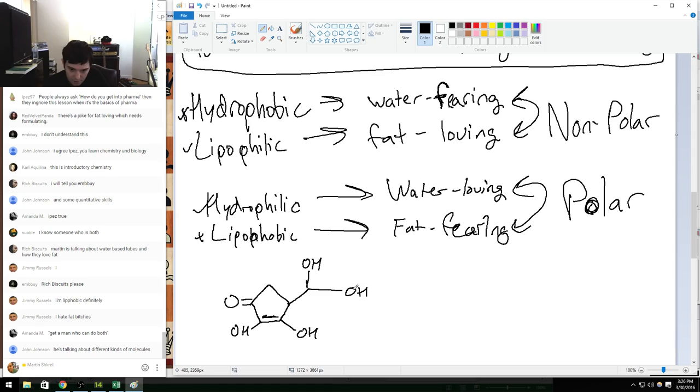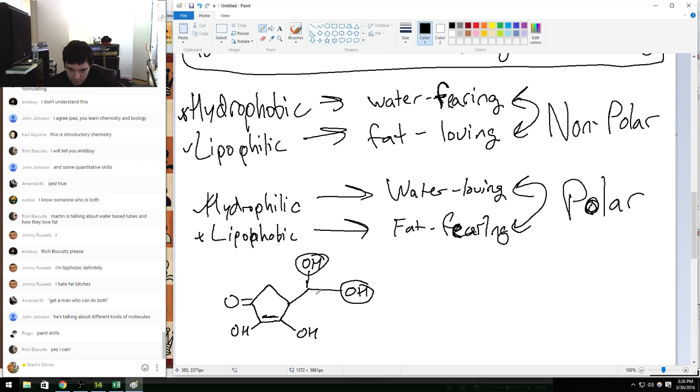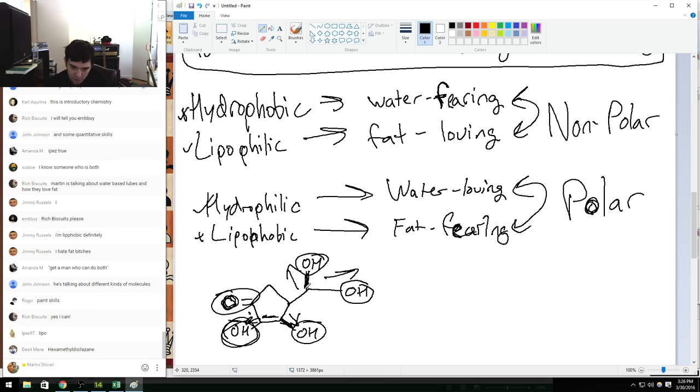But in this case, this is pretty obvious that this is a polar molecule. Why? Well, you have all of these electronegative groups. You have all of these electronegative groups. 2, 3, 4, 5. These are all going to have polarities. They're going to have dipoles. The oxygen is going to pull the electrons towards it. This is vitamin C. This is very polar. Let's try a different one.